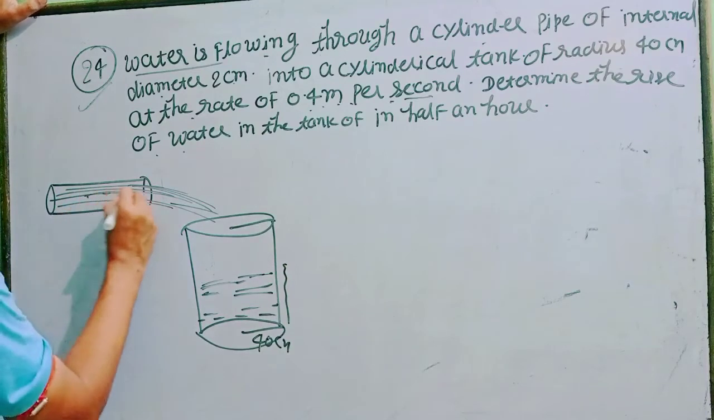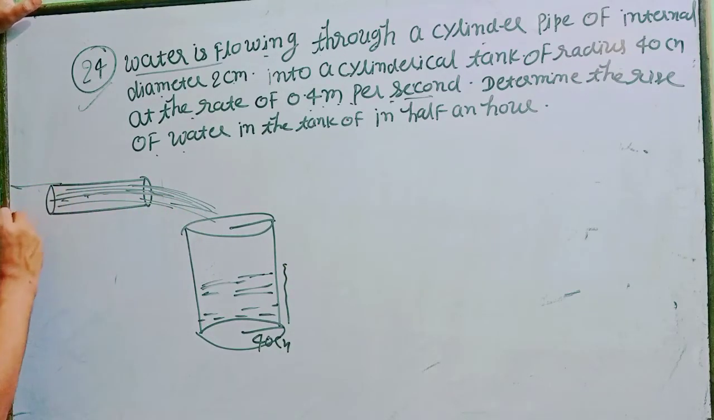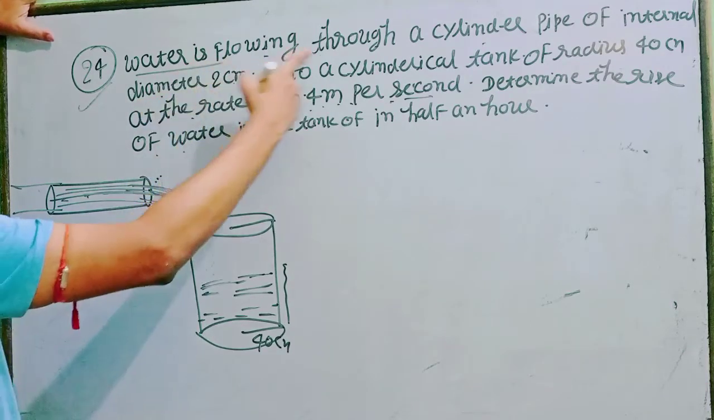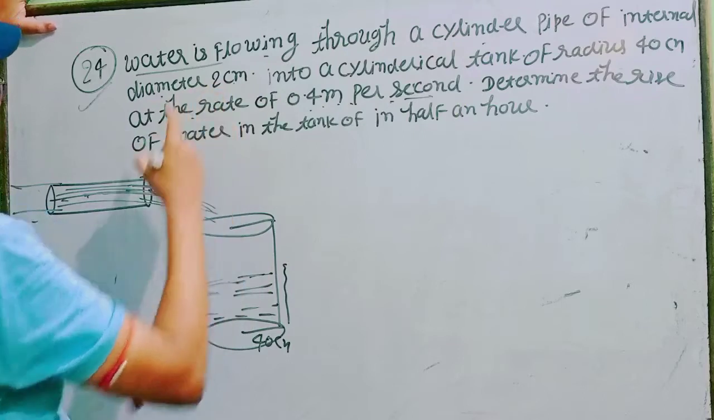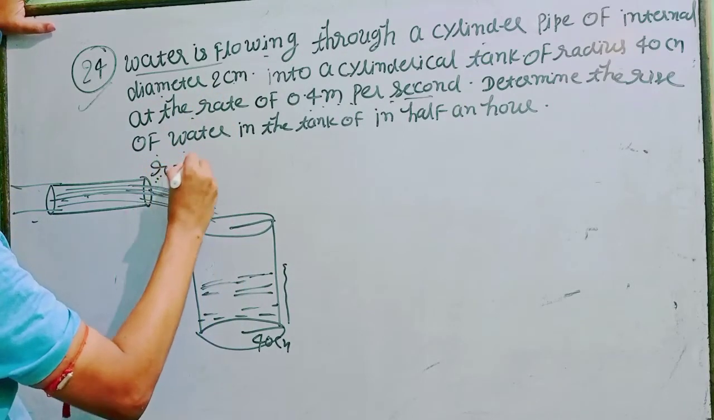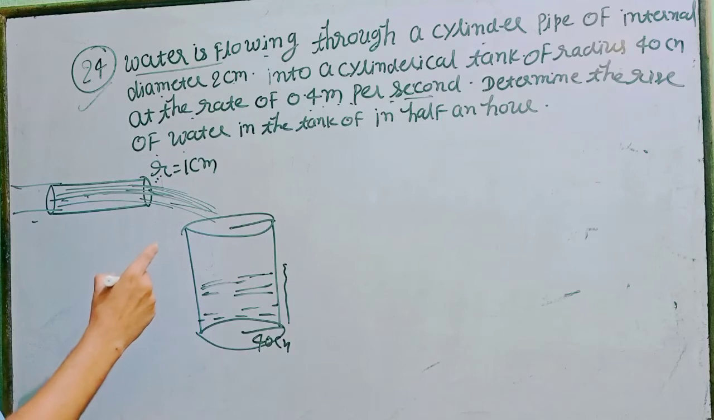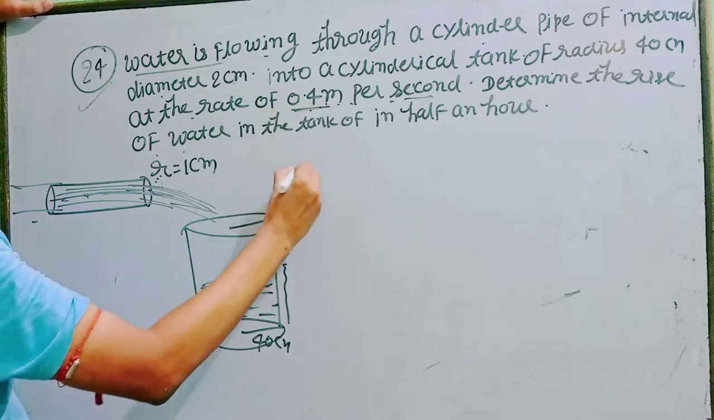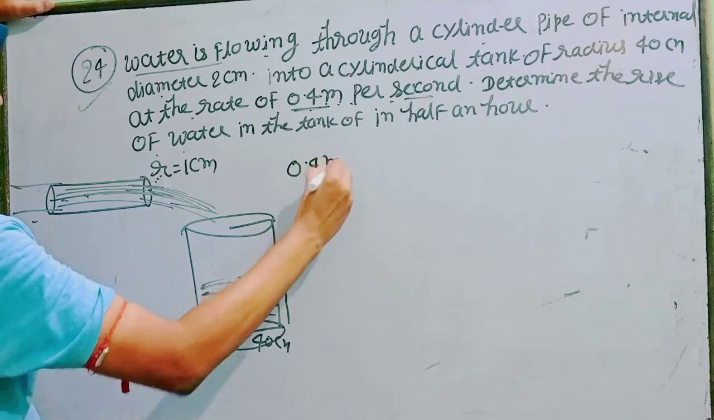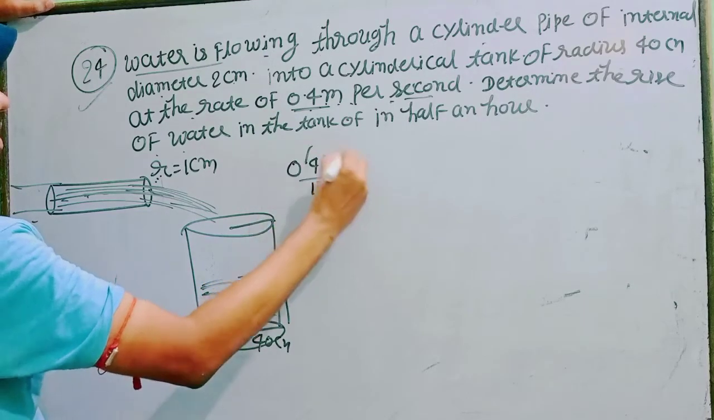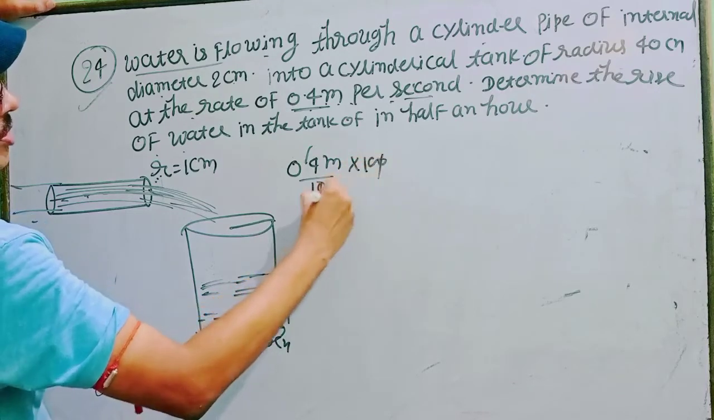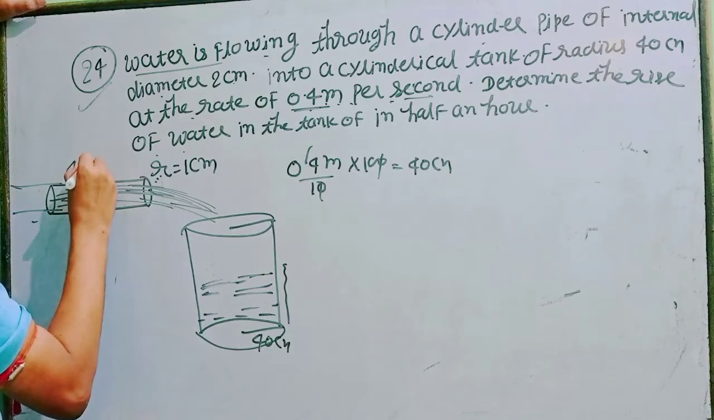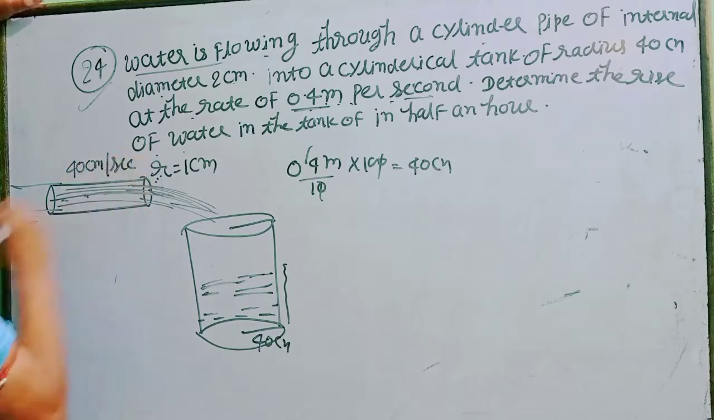Here the water flows through a cylinder, so it is clear what the radius of this pipe is. Water is flowing through a cylinder of internal diameter 2 cm, that means radius is 1 cm, into a cylindrical tank of radius 40 cm, and the speed of water is 0.4 meter per second. Converting 0.4 meter into centimeter, multiply by 100, that is 40 cm. So here it is 40 cm per second.